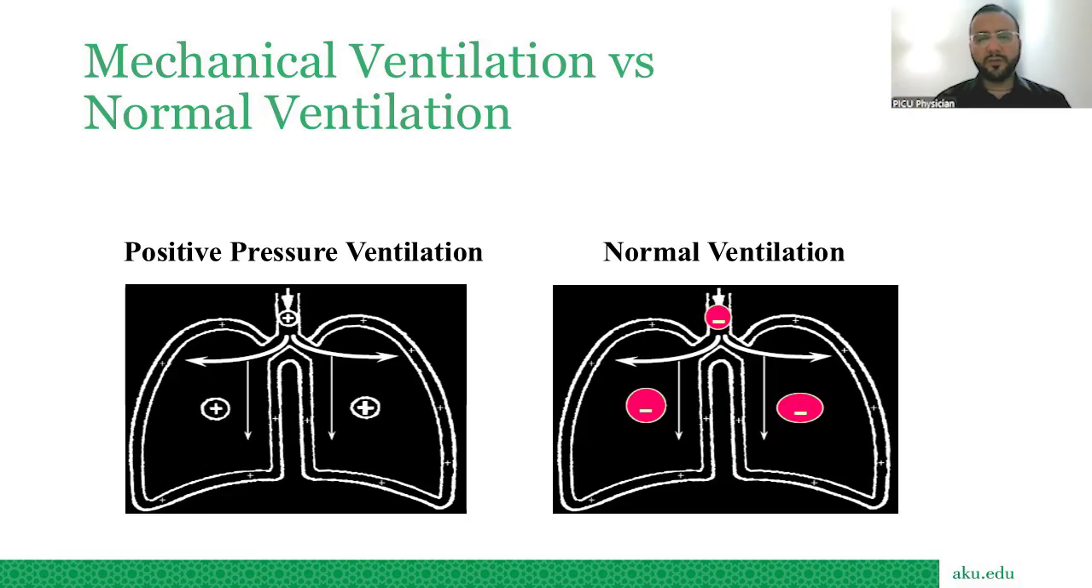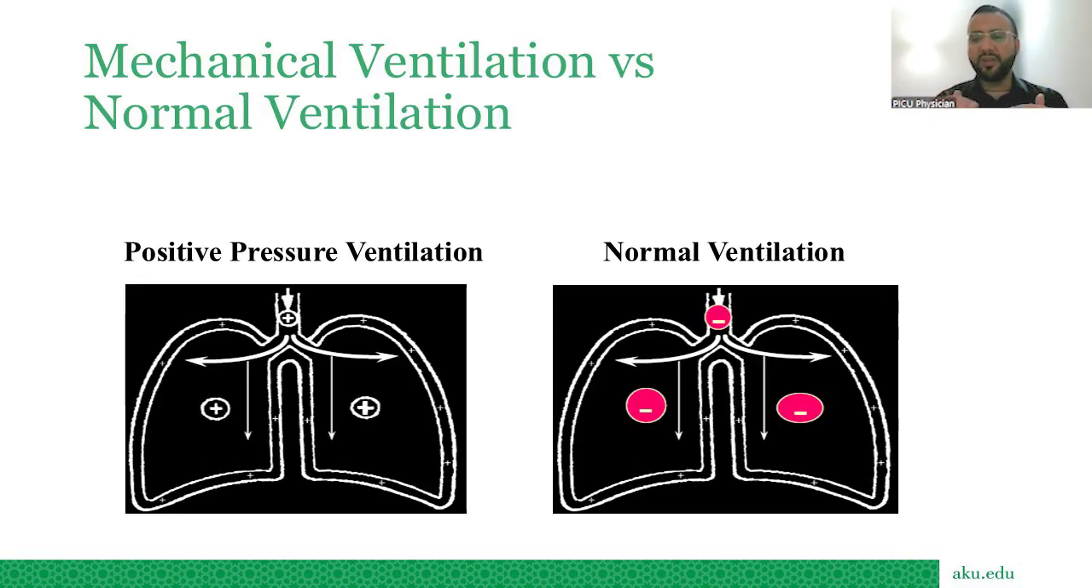So let's see the concept of mechanical ventilation versus normal ventilation. By the term normal ventilation, I mean the mechanism through which we breathe normally. Right now, the mechanism through which I am breathing, or you are breathing normally. That is the mechanism. We call it negative pressure ventilation. By that, I mean it starts from the descent of the diaphragm.